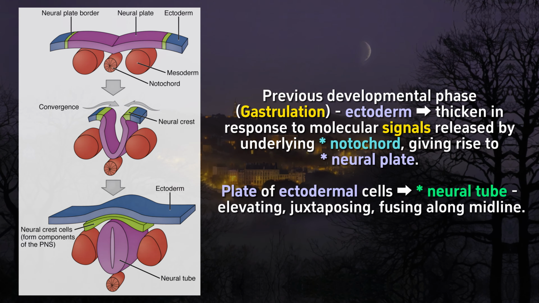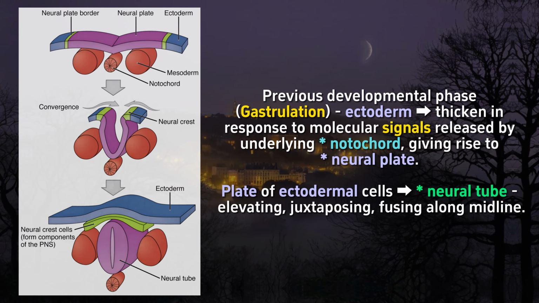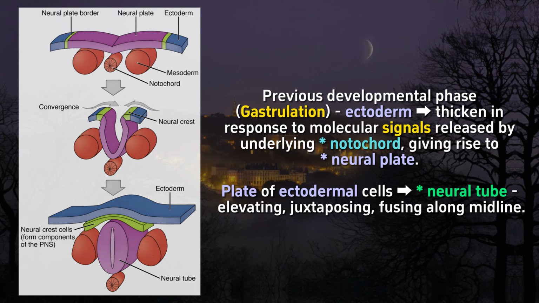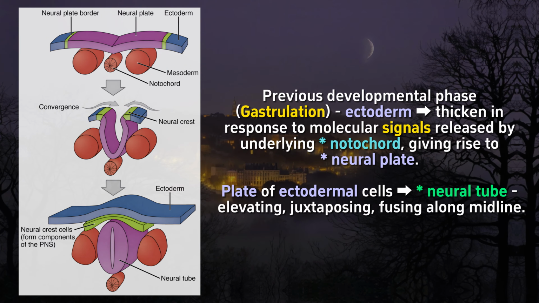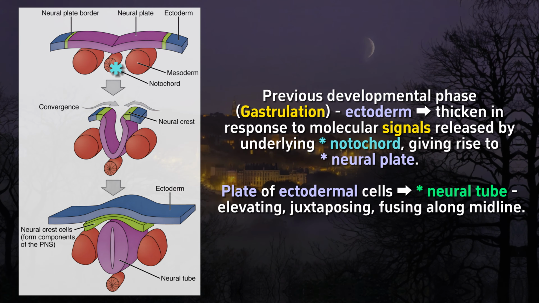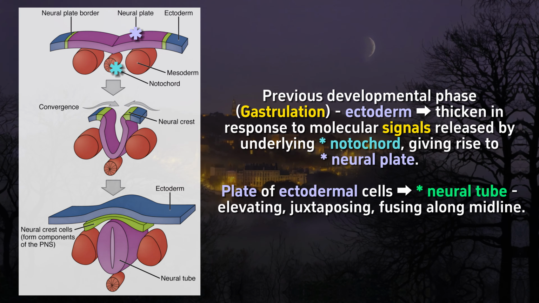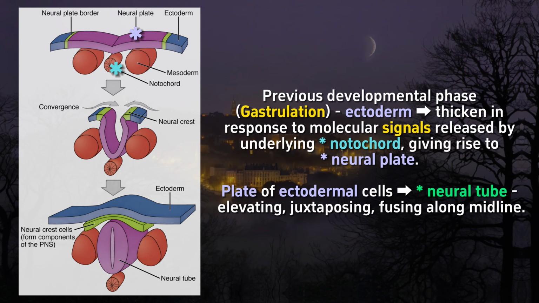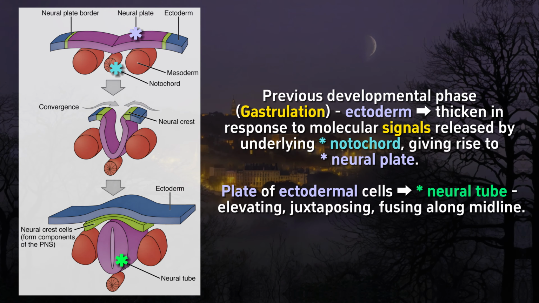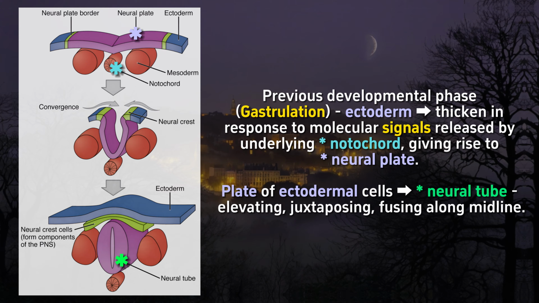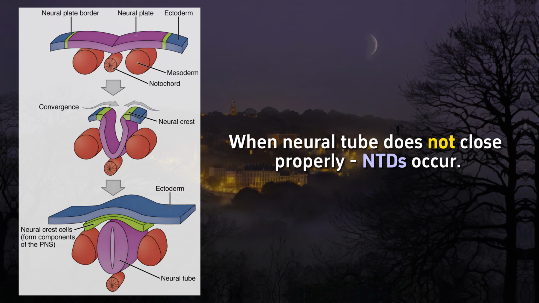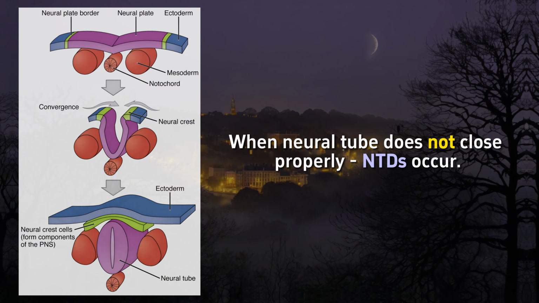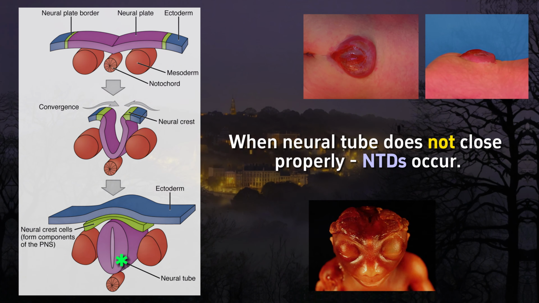In the previous developmental phase, gastrulation, the ectoderm is formed, which will thicken in response to specific molecular signals released by the underlying notochord, giving rise to the neural plate. This plate of ectodermal cells will form the neural tube by elevating, juxtaposing and fusing along the midline of the body axis. When the neural tube does not close properly, neural tube defects occur.